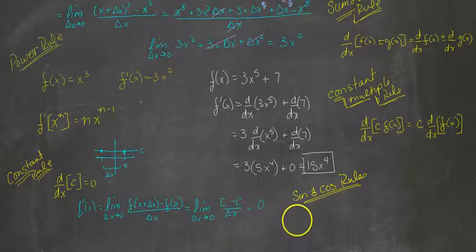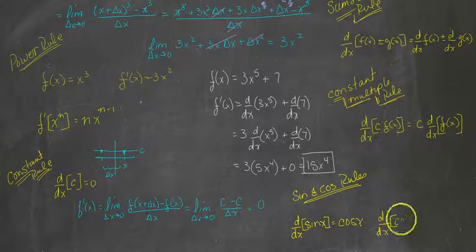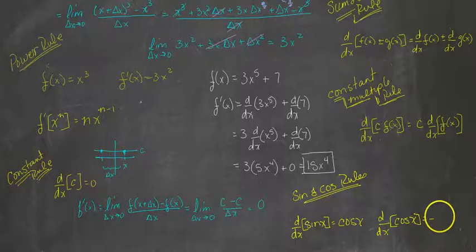The derivative of sine x equals cosine x. Wow, couldn't be easier than that. And the derivative of cos x equals the opposite of sine x. Okay, so let's do some examples. Let's play around with these rules and see what we can come up with.